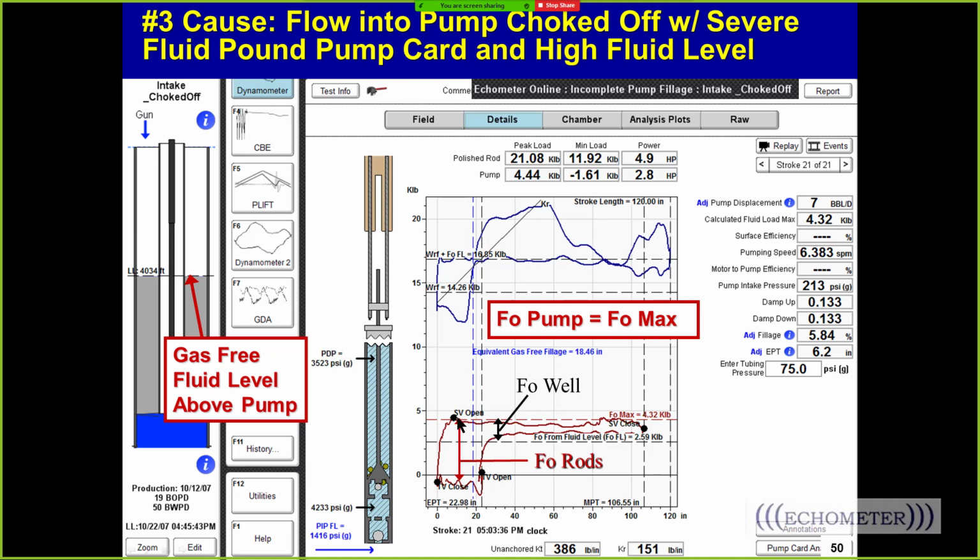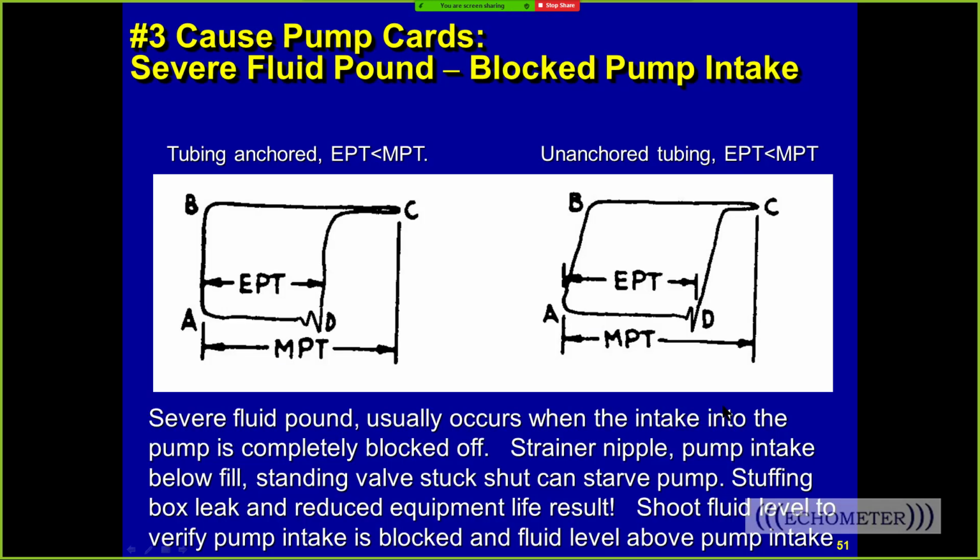If you looked at all the strokes, they're going to look about the same. You often see this negative load when the plunger hits the liquid, and you'll see the pump card load up at FO max, but you'll see the pump card load far above the calculated load line where it should be based on the fluid level shot. So those are the symptoms of a blocked intake pump card.